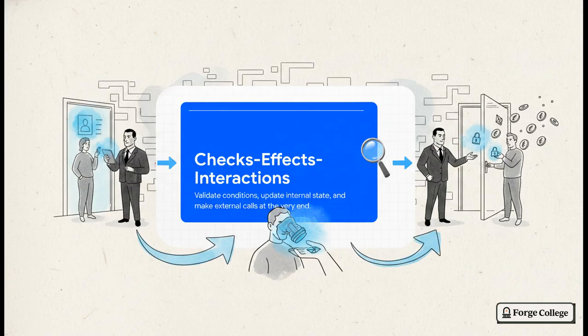Think of it like a strict bouncer at an exclusive club. First, the bouncer checks your ID. That's validating the conditions. Next, they stamp your hand. That is updating the internal state balances. And only after both of those things are totally done do they actually open the door and let you inside, which is the external call. You always verify the user and update your internal ledger before you ever hand any ether out the door. If you hand the cash out first, well, a malicious actor might just run away with it before you ever deduct it from their tab.